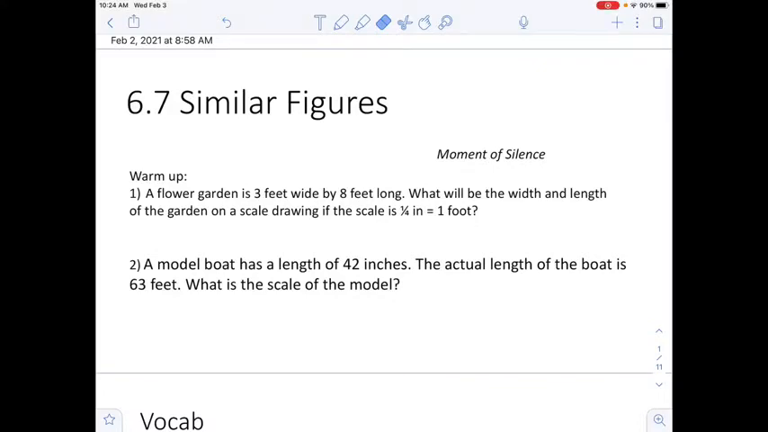Lesson 6.7 is on similar figures. So I just want you to try problem number 2 for the warm-up. Pause this, and then once you get it, resume, and we'll go over it.